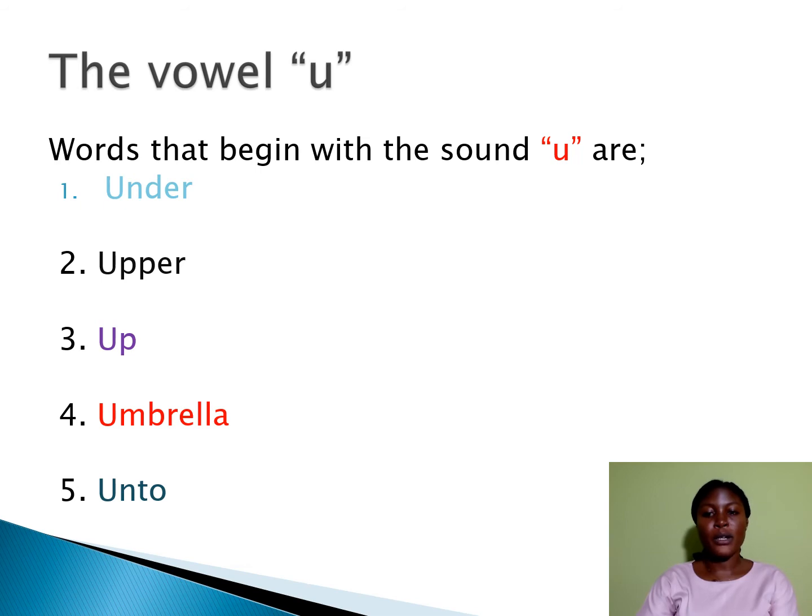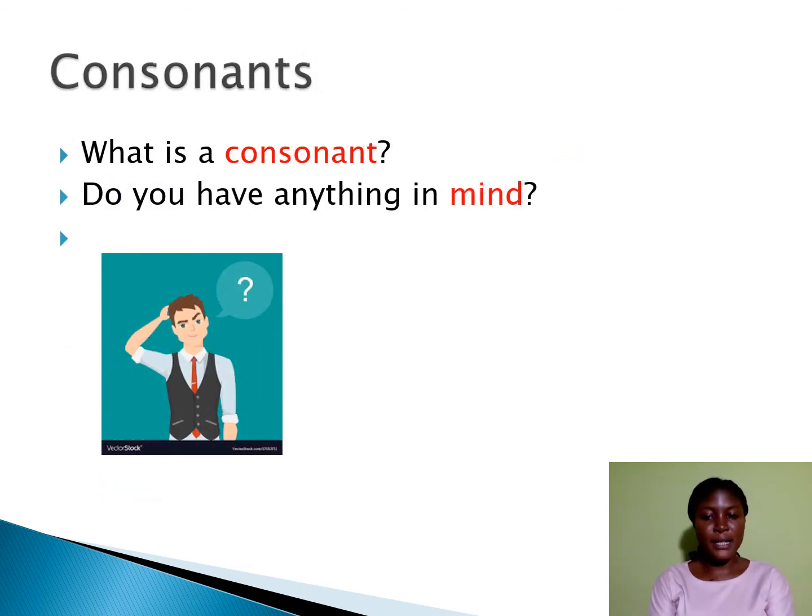Now let's move on to consonants. Now I believe you've gotten an understanding of what a vowel is. And now you can tell me the 5 main vowels and give me examples. Now we're moving on to consonants. What is a consonant? When such a question is being asked, do you have anything in mind? What comes to your mind? Have you ever heard of it? What does it entail? Now let's carry on to get the answers.